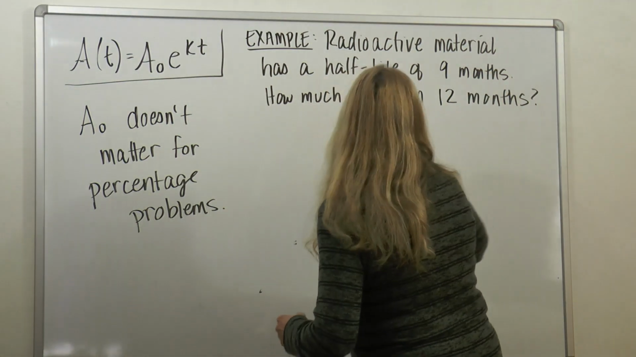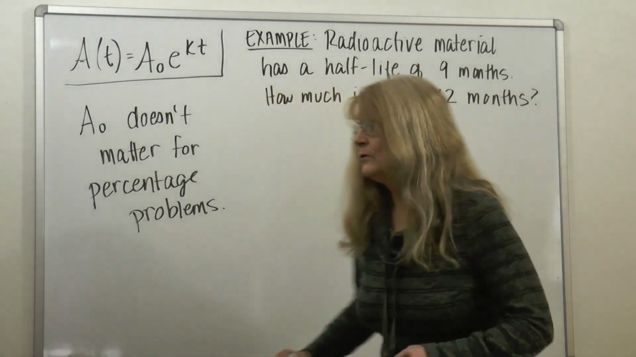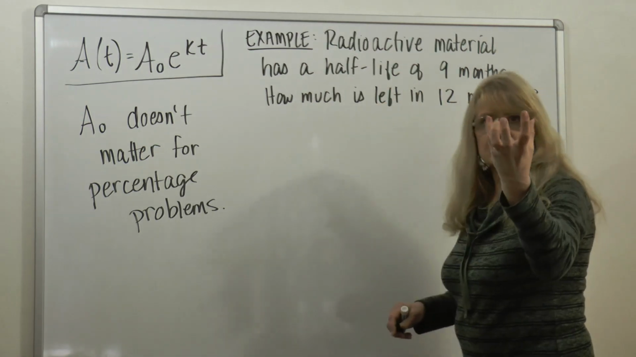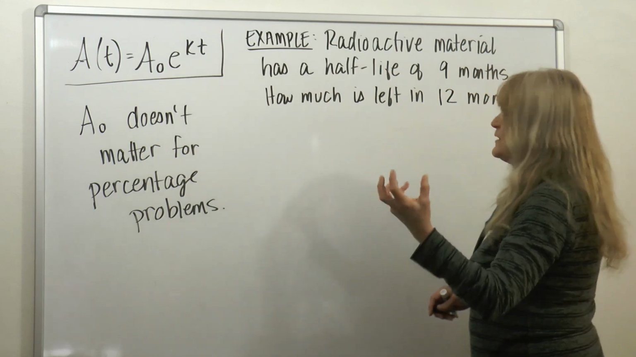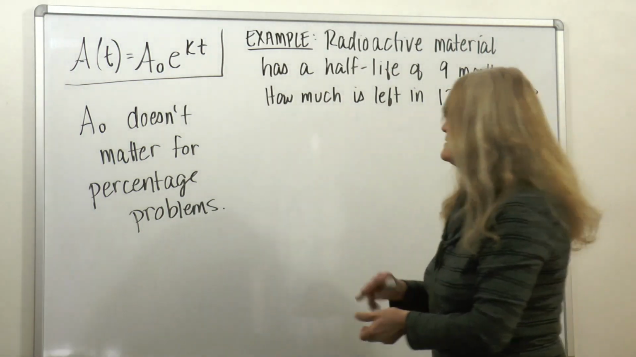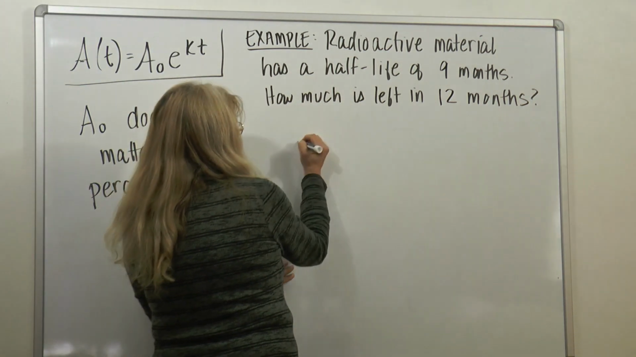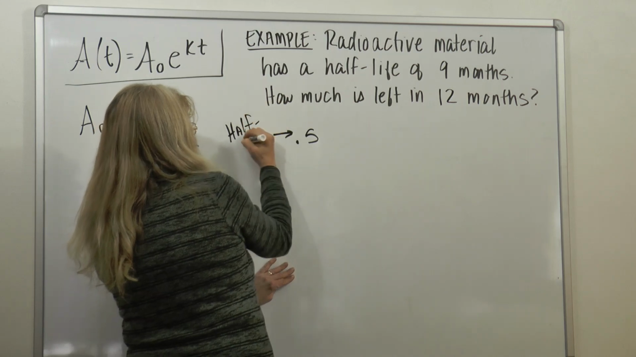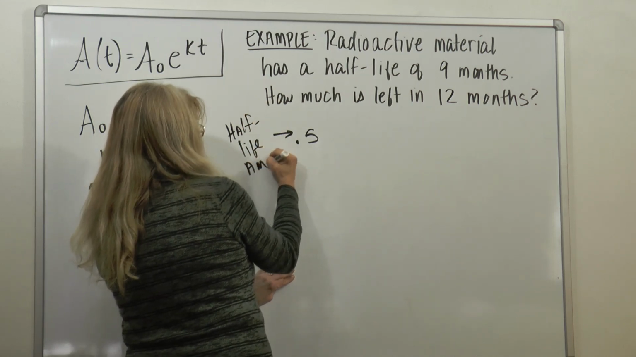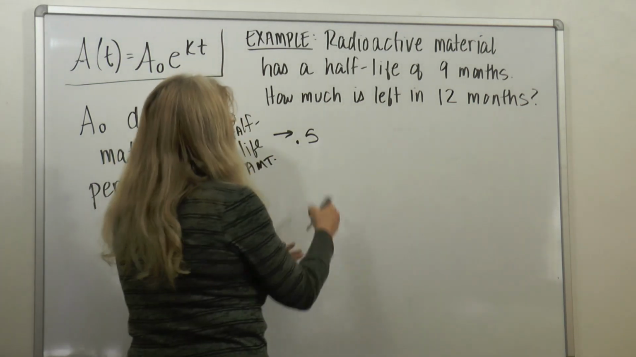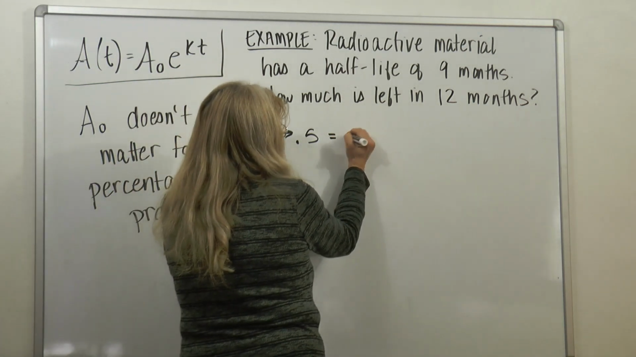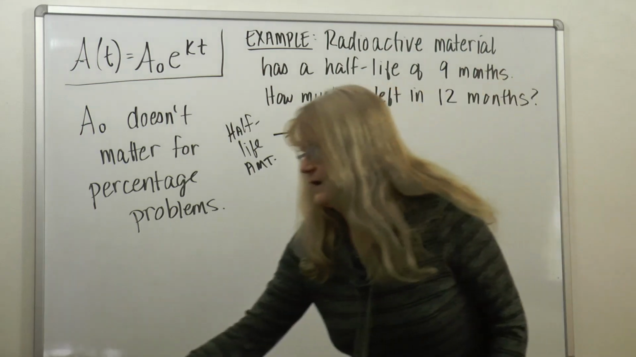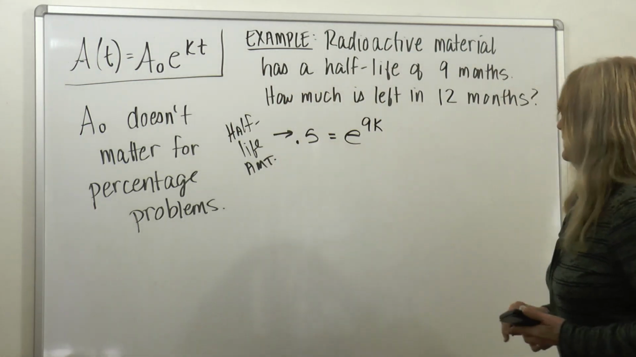Okay, so let's do this problem. Again, it's a two-parter, okay? So we use this information that it takes 9 months for it to degrade until half as much is there. How much, percentage-wise, would be there in 12 months? So the first part, half-life, is going to be 0.5. That's your half-life amount. Half-life is actually the time it takes. So 0.5 equals E to the 9K. These are really simple. Once you get comfortable with not having an A sub naught, these are real simple.